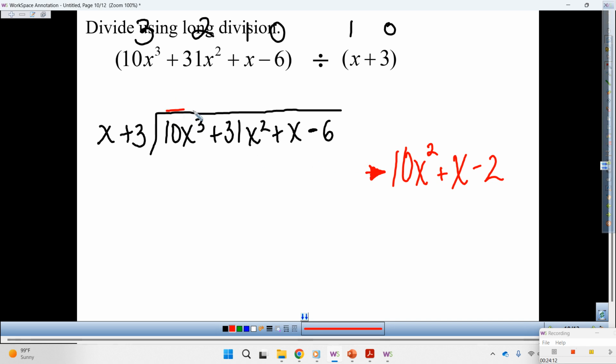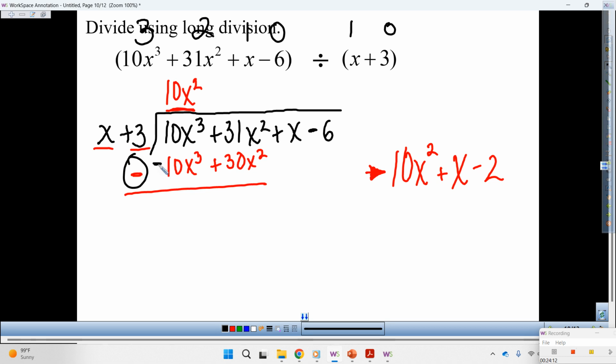Here goes the process one more time. Gabriel, help me out. What times x gives us 10x cubed? 10x squared. So that gives us 10x cubed because we multiply times that, times 3, that gives us 30x squared. Subtract. We circle this to remind us to distribute here and here. This cancels. We're left with 1x squared. Bring down the next term.